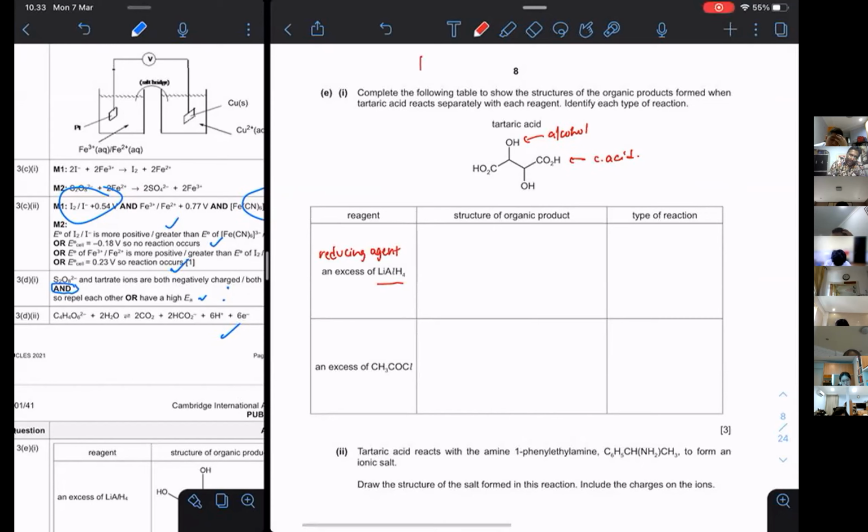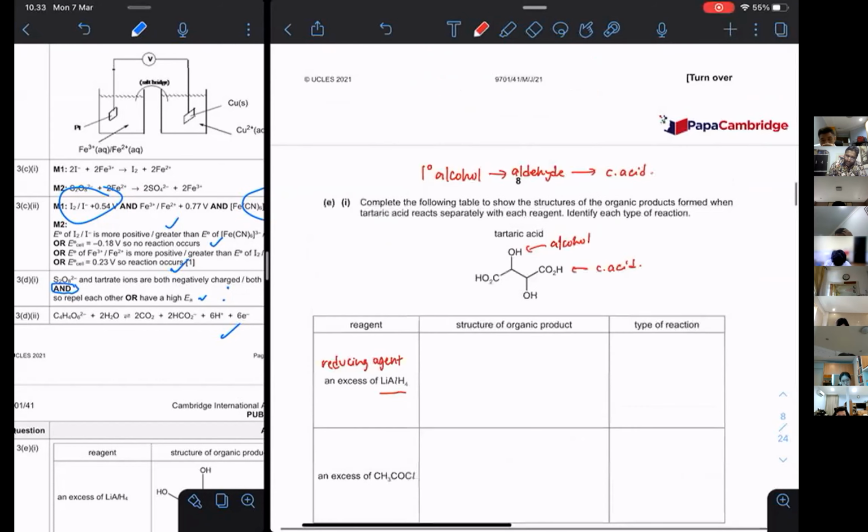Primary alcohol is going to be oxidized to become aldehyde. Aldehyde can be further oxidized to become carboxylic acid. So this carboxylic acid can be reduced using LiAlH4 in dry ether. That is what's happening over here. You are going to get a primary alcohol.